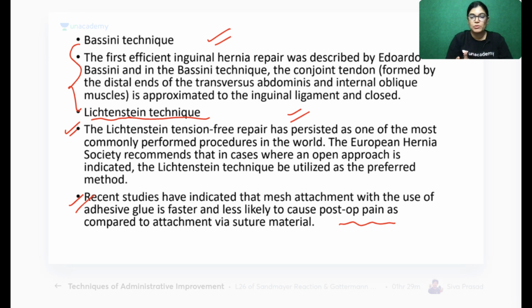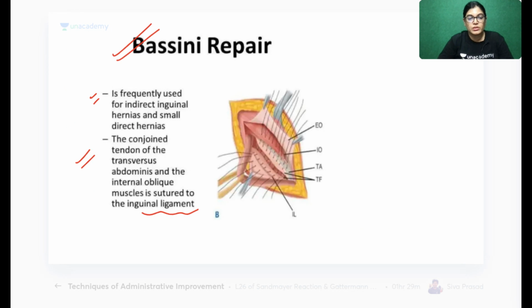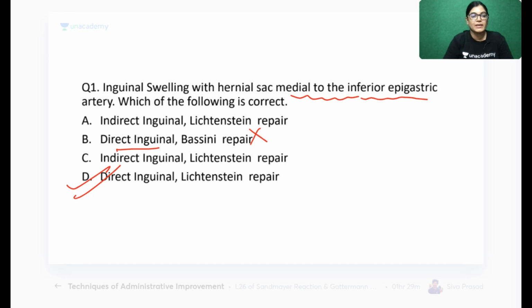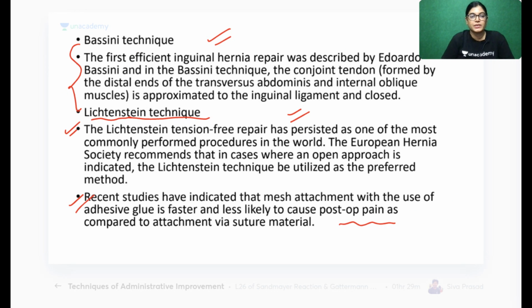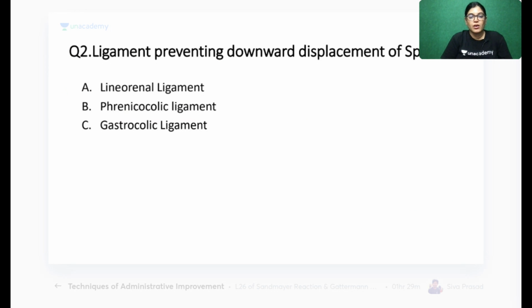In Bassini's method of treatment, we suture the conjoined tendon, formed by the transversus abdominis and the internal oblique muscle, together. So this was the first question, and the answer here will be D. Got it? Yes, hello Rahul. Let's move on to the second one. This was the first MCQ. Whatever MCQs I have targeted, I will share with you. All these will be useful for you.